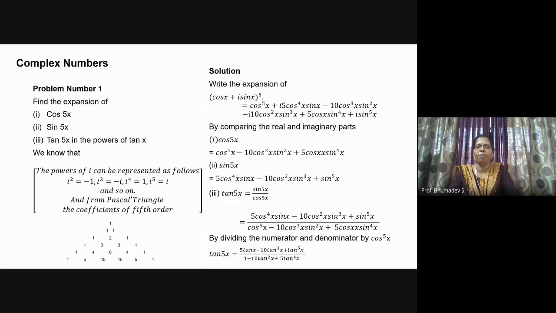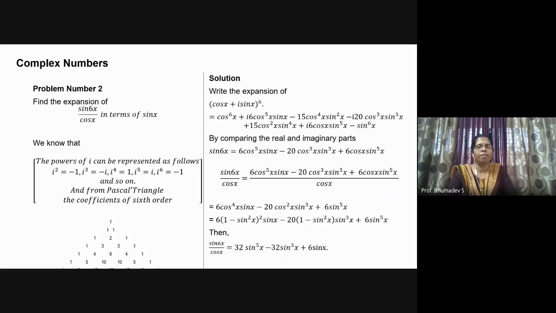So sin 5x is existing in the numerator part. So we are dividing the numerator and denominator by the highest power of cos, cos to the power of 5x. Then we are getting here 5 tan x minus 10 tan cube x plus tan to the power of 5x in the numerator, and in the denominator 1 minus 10 tan square x plus 5 tan to the power of 4x. So this is all about your first problem.